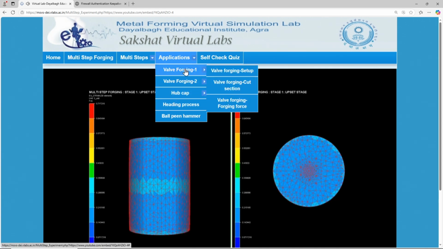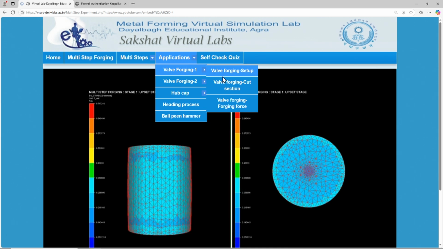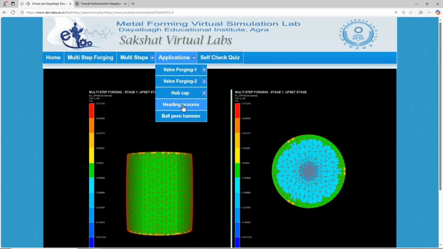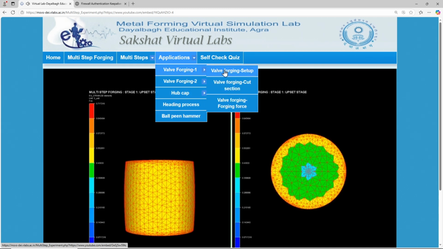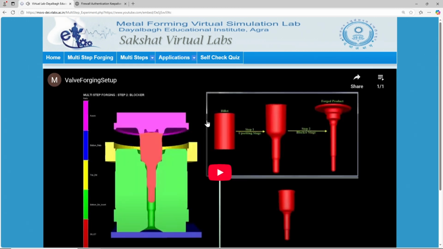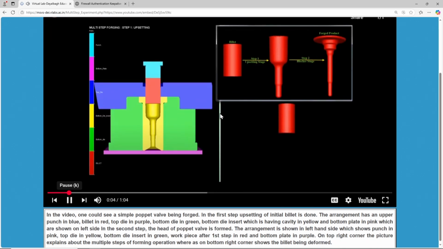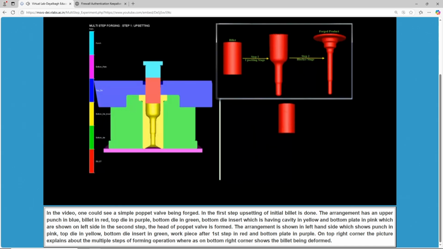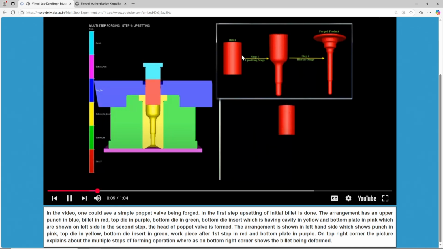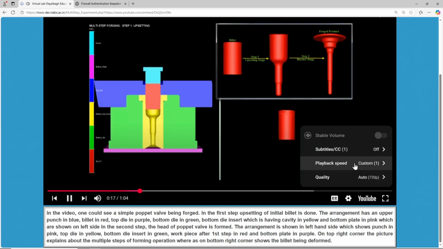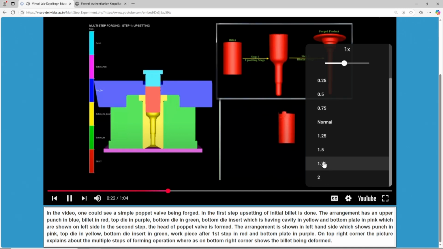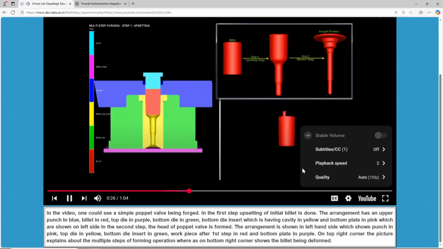There are certain applications, for example in wall forging, in hubcap development, in heading process, in ball peen hammer, certain different applications are there. For example in wall forging, I will just play this video very quickly. So there is a simple poppet wall being forged here, in which you can say first this is the billet. First step is you get into this shape, second step is you get into this final shape. You can also fast forward the video just using the YouTube tab here. I am trying to play it in the speed 2 times of the actual speed.